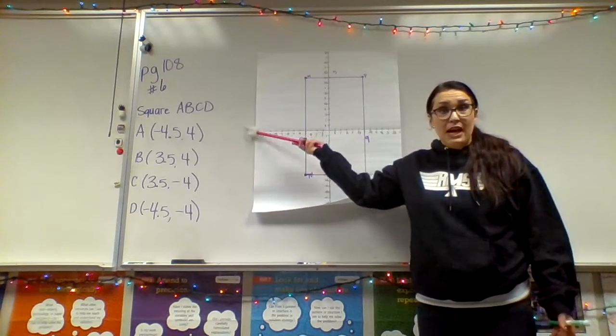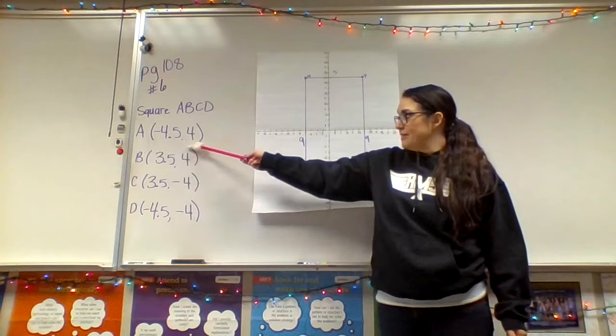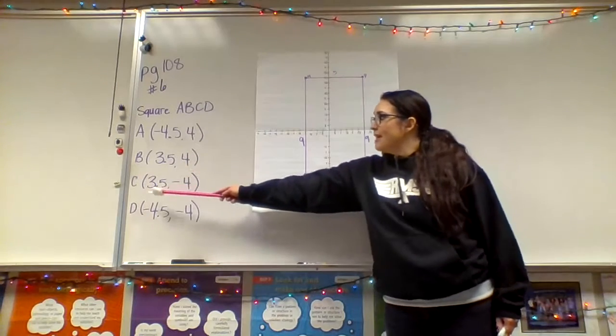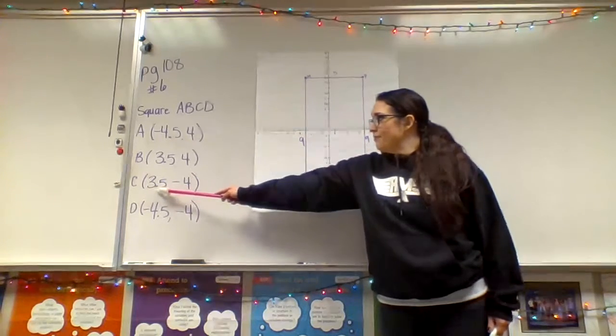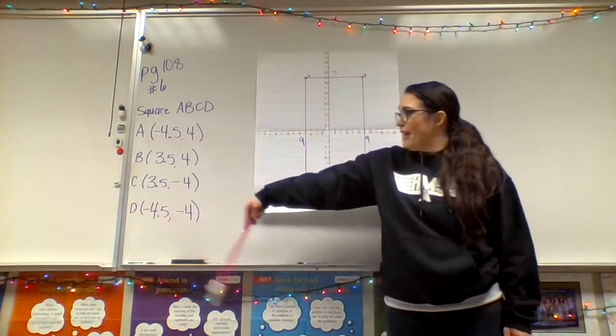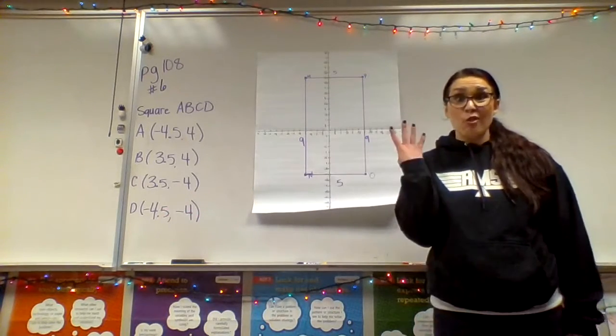So I'm going to plot these 4 points. We have A, which is at -4.5, +4. B, which is at +3.5, +4. C, which is at +3.5, -4. And then finally point D, which is at -4.5 and -4. So again, my friends, I'm just going to plot those 4 points.